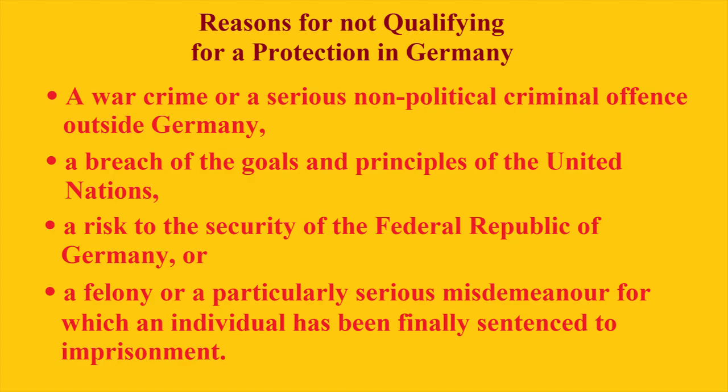The possibility of withdrawal is usually also examined if there are reasons for not qualifying for protection in Germany. These are a war crime or a serious non-political criminal offense outside Germany, a breach of the goals and principles of the United Nations, a risk to the security of the Federal Republic of Germany, or a felony, which in German is called Verbrechen, or a particularly serious misdemeanour, which in German is called Vergehen, for which an individual has been finally sentenced to imprisonment.